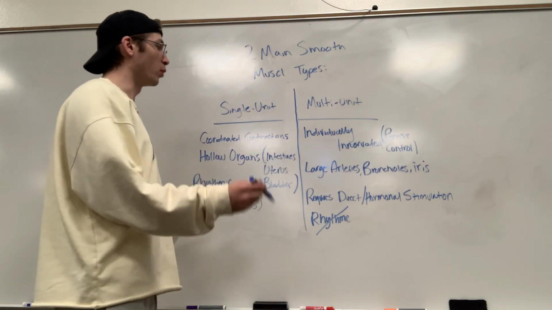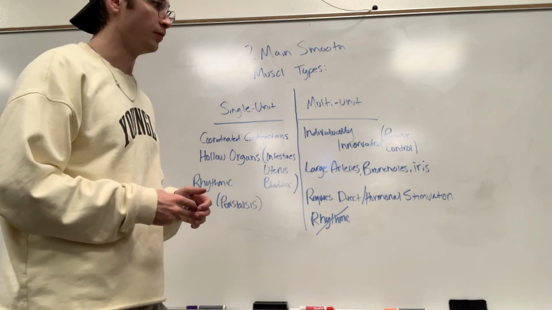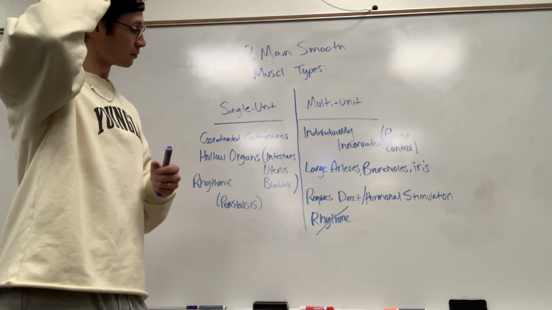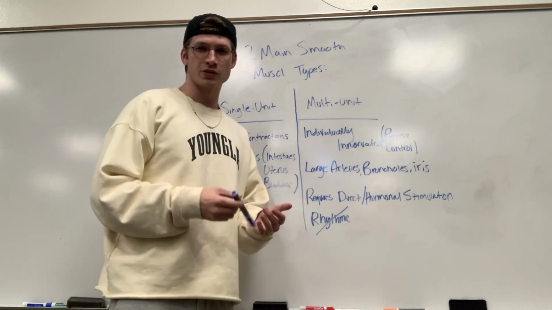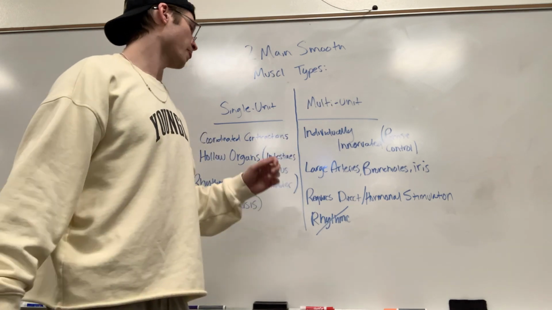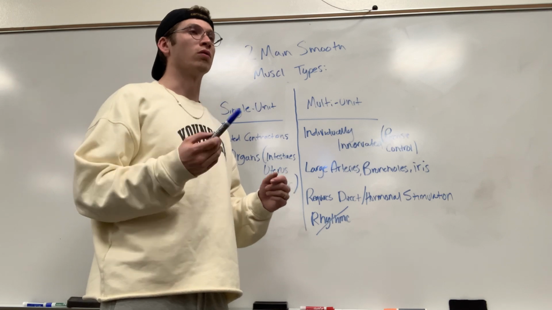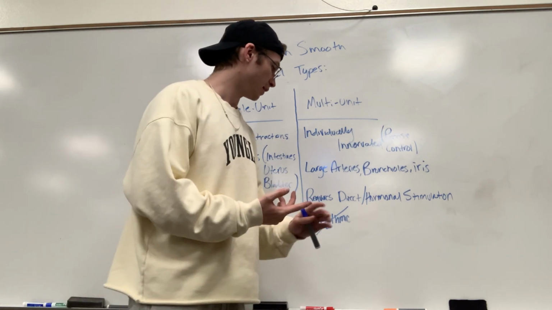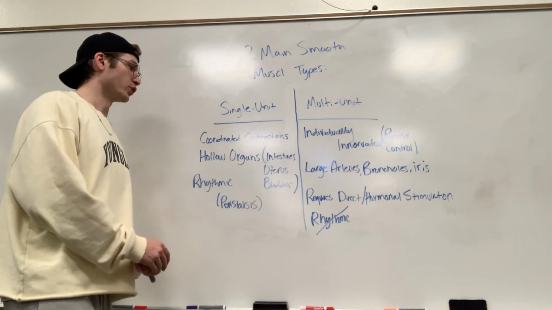Our second type is multi-unit. This is more precise control, and it's individually innervated, which is different from single unit. We see this in large arteries, our bronchioles, and things like the iris of our eyes. This requires direct neural or hormonal stimulation, and it's not rhythmic, unlike the single unit. So those are the two types.